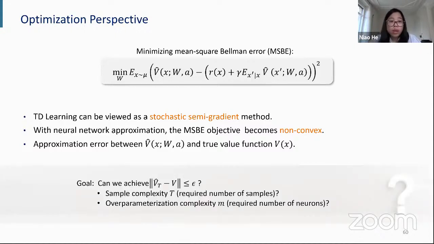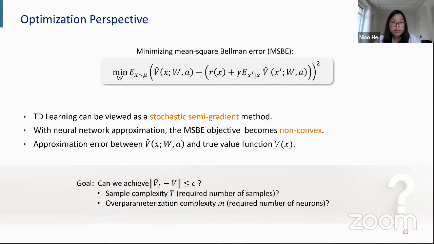So can we show that this neural TD learning converges to the true value function V? And if so, how many samples or how many iterations do we need in order to converge to an epsilon-optimal solution? And how many neurons, or how large should the network be, in order to get an epsilon-optimal solution, right? Those are all the questions we're interested in figuring out.